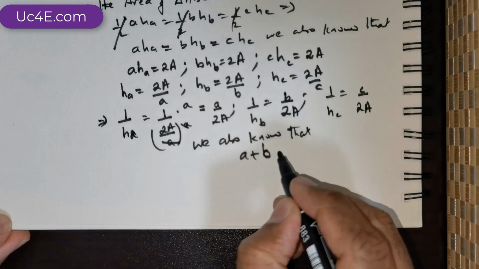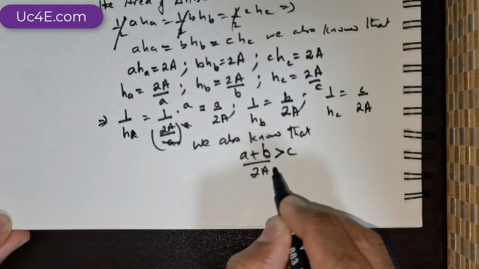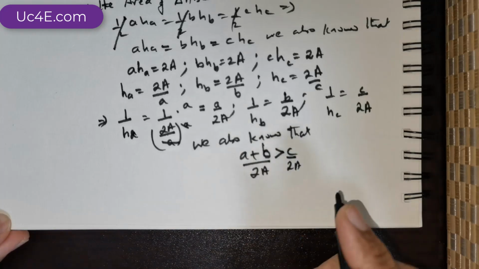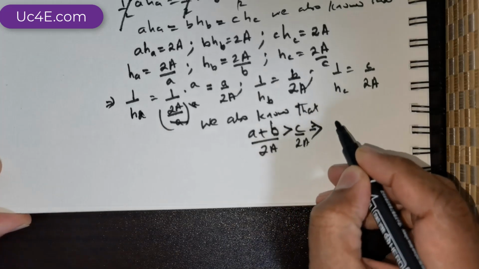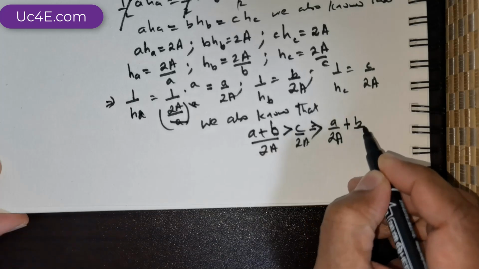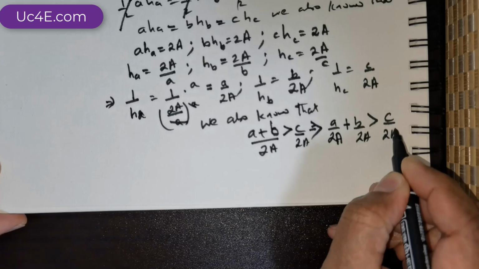We know that a + b > c. So what I would do is divide both sides by 2a, and that's not going to alter the inequality. Now this can be rewritten as a over 2a + b over 2a is greater than c over 2a.